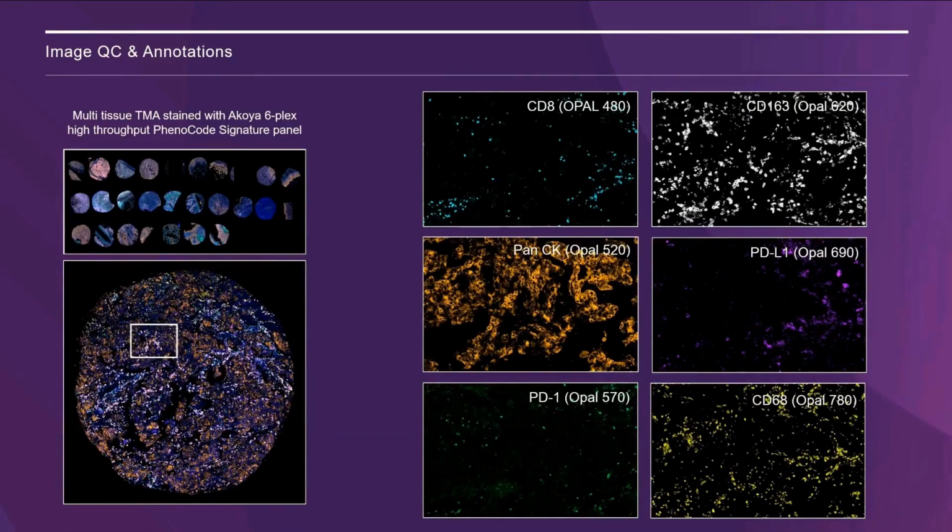For this presentation, I'm going to use example images and analysis from an Akoya 6-plex high-throughput phenocode signature panel. The markers included in this panel are shown on the right. This is also the same TMA and panel that we used in our recent joint SITC poster with Akoya.